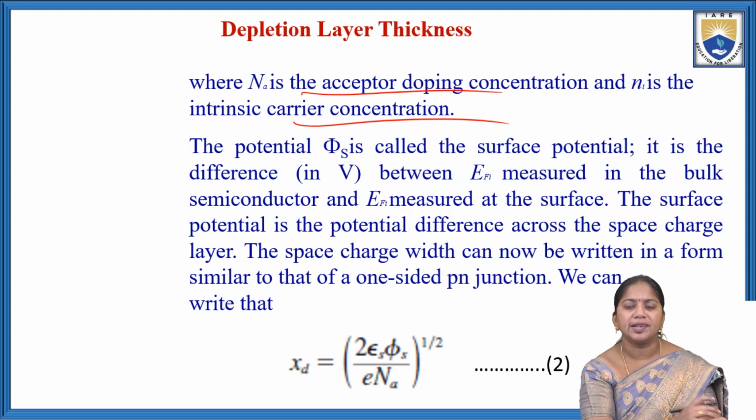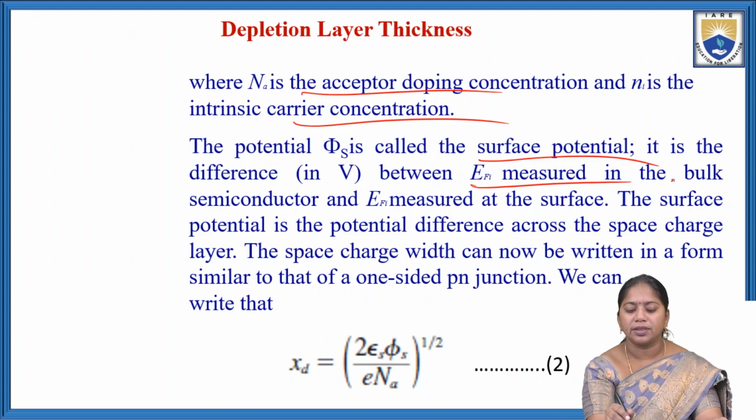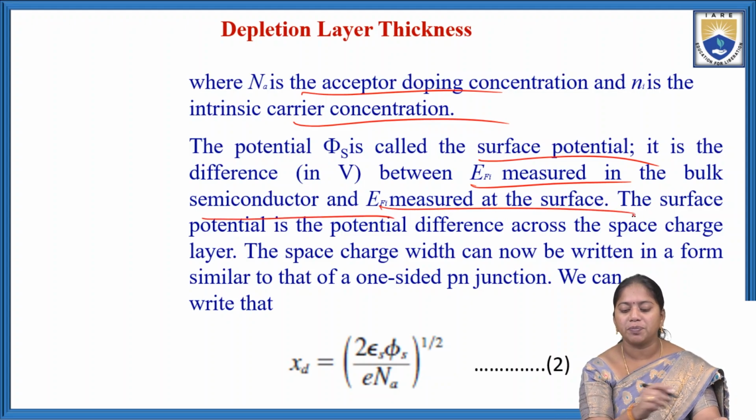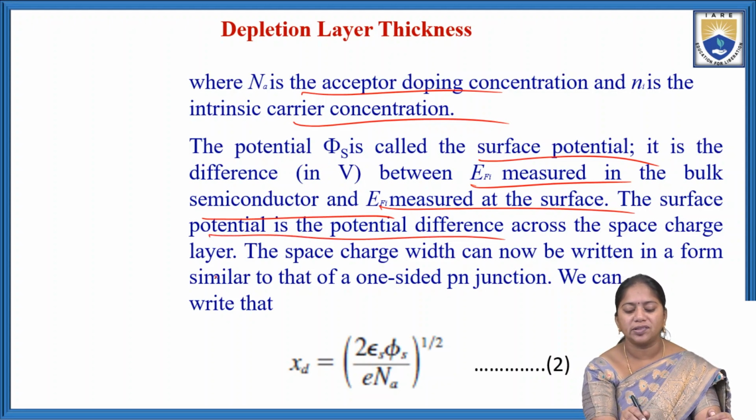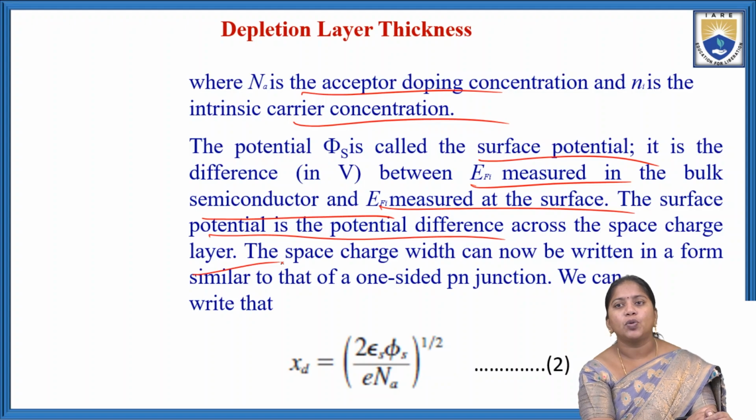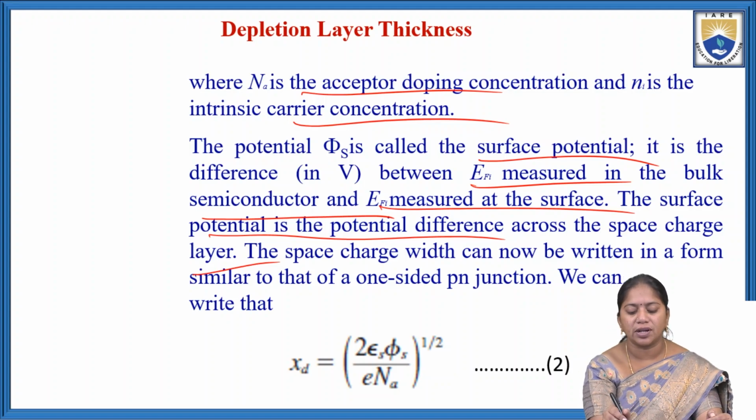The potential phi s is called the surface potential. It is the difference between the EFi measured in the bulk semiconductor and the EFi measured at the surface. So the surface potential is the potential difference developed across the space charge region.